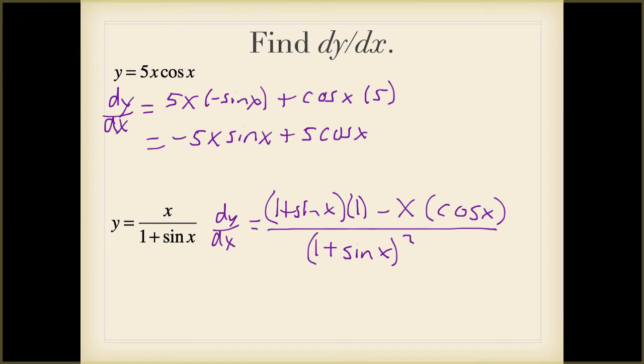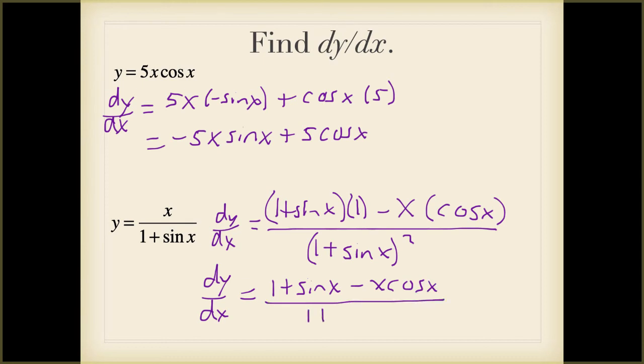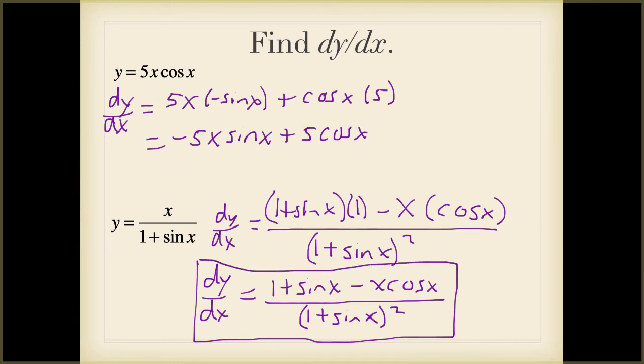We are then going to make this look a little better by simplifying a little bit. Because 1 times 1 plus sine x is just 1 plus sine x. And then we subtract x cosine x, and it's all over 1 plus sine x squared. Make sure you keep this in parentheses because the whole thing is squared, unless you want to expand it out. And this is my derivative of x over 1 plus sine x using our quotient rule.